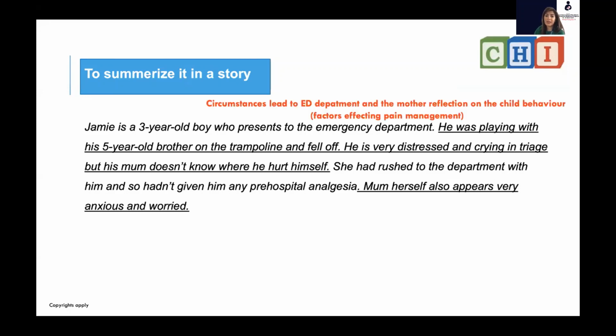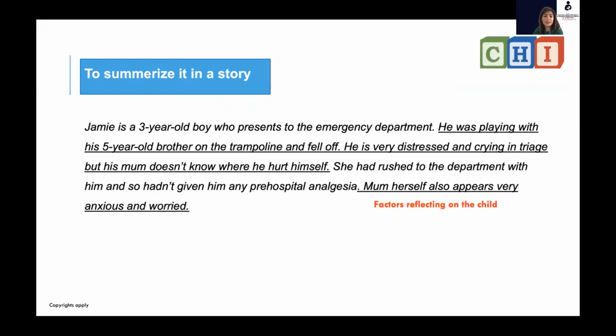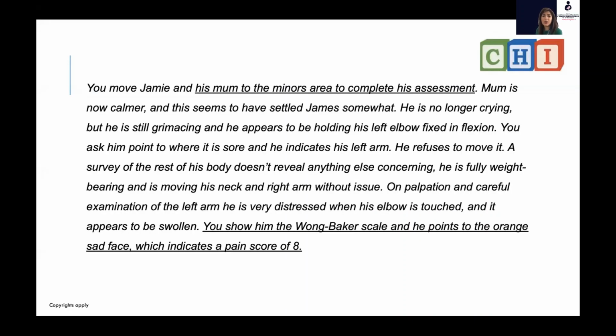So he was playing. These are the circumstances leading to the ED and the mother's reflection on the child's behavior. These are factors affecting pain assessment, actually. The mom is anxious and worried, which reflects on the child's pain assessment as well. So we took Jamie to a minor area and completed his assessment in a calmer, better environment. The mom got calmer, and that reflected on Jamie, and Jamie somehow settled in, and he's no longer crying.